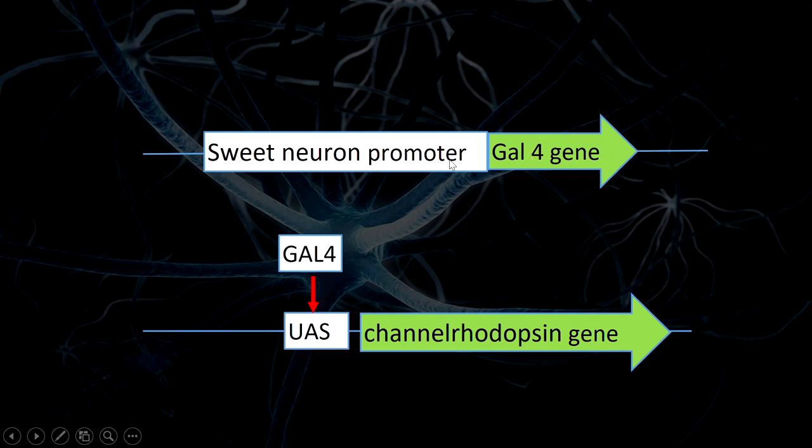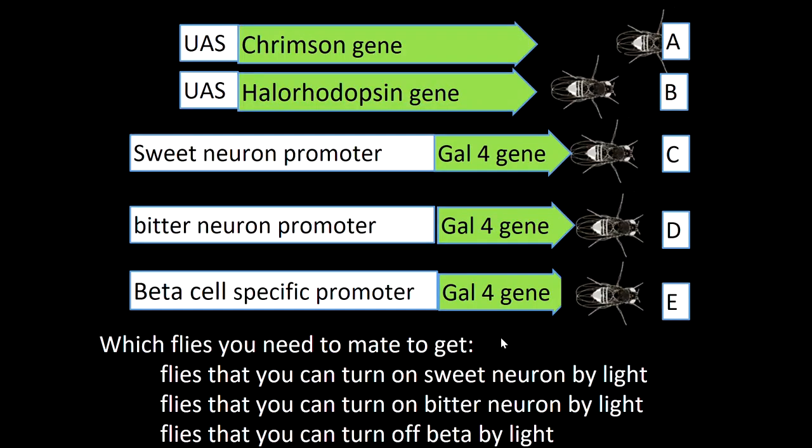So once this gene is activated, you are going to have GAL4 gene, and you are going to have GAL4 protein. The GAL4 protein will bind the UAS, and this will be activated, and then you're going to have your channelrhodopsin or chromorhodopsin expressed. So here is another question.